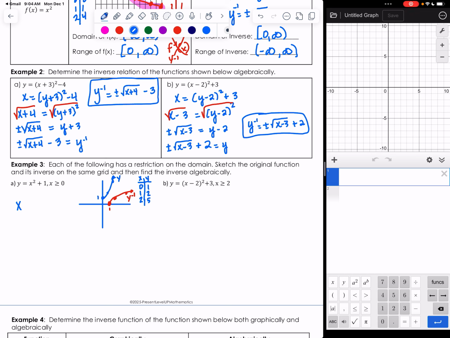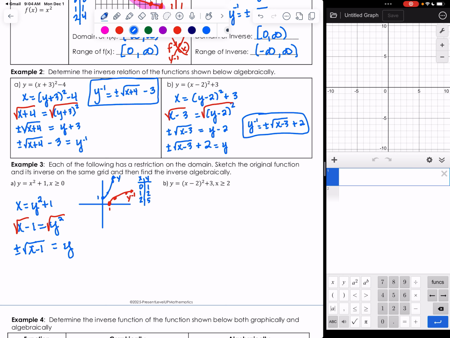We're going to switch the x and y. So x is equal to y squared plus 1. Now subtract the 1. So x minus 1 is equal to y squared. Now take your square root. So we have plus or minus the square root of x minus 1 is equal to y.